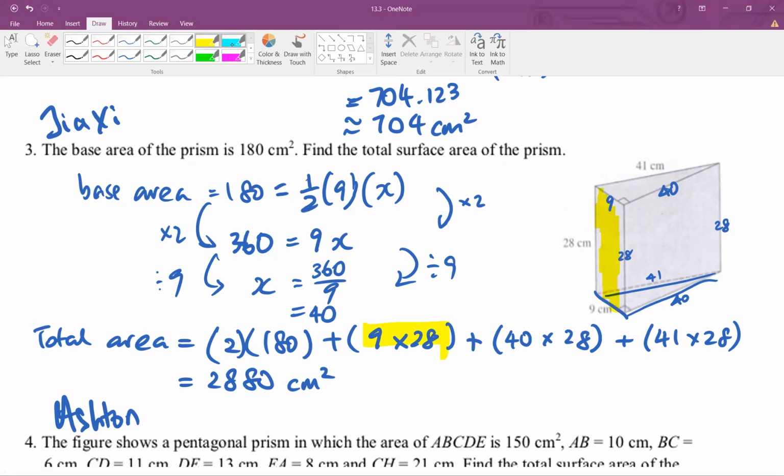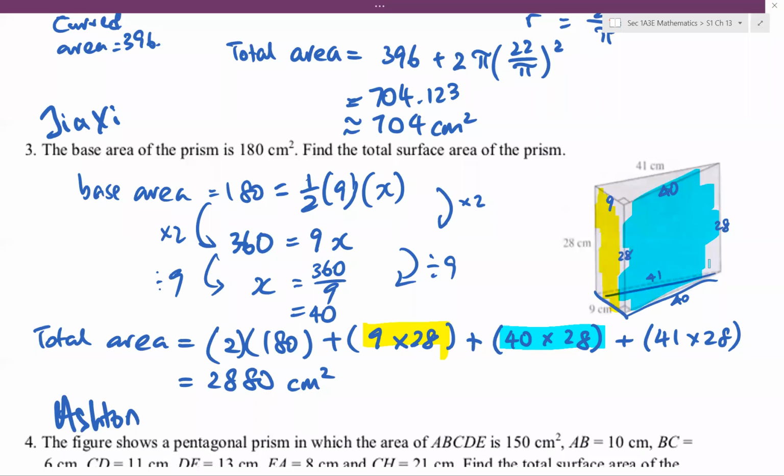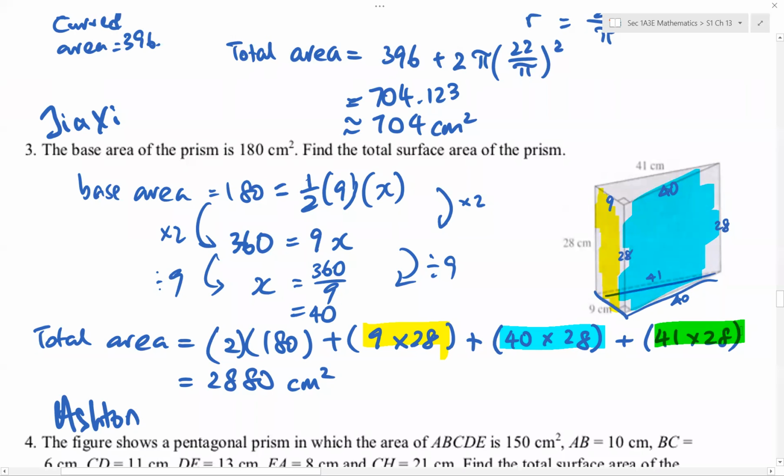9 times 28 gives us this piece. Next, she used 40 times 28, which gives us this piece in front. The final piece is 41 times 28 right at the back. Okay?